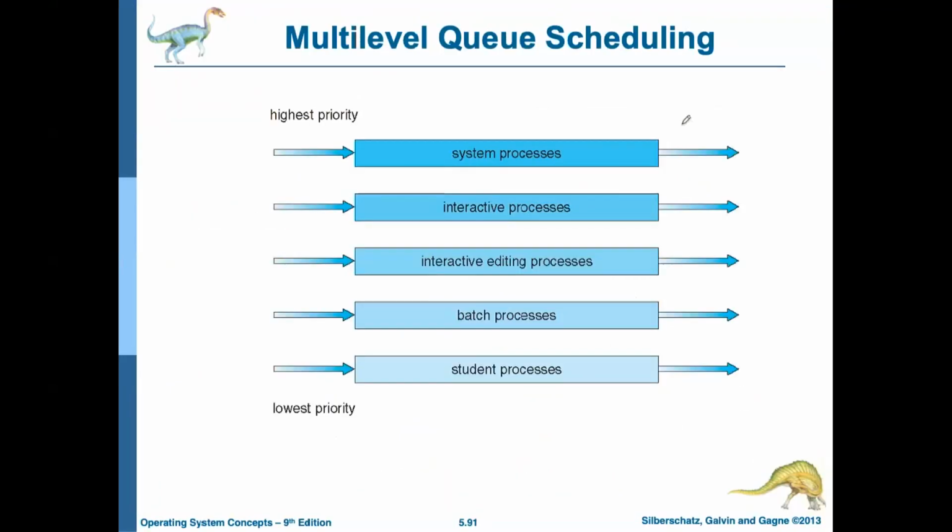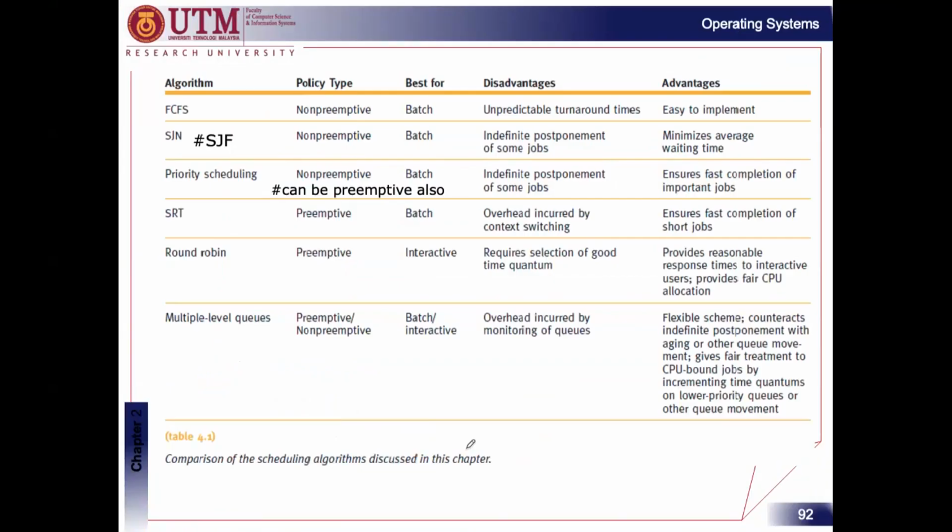So multi-level scheduling is based on high priority: system processes, interactive processes, interactive editing processes, and batch student processes. This is the level of the process that they give to each process. This is a comparison among all those algorithms that we mentioned in our chapter today.